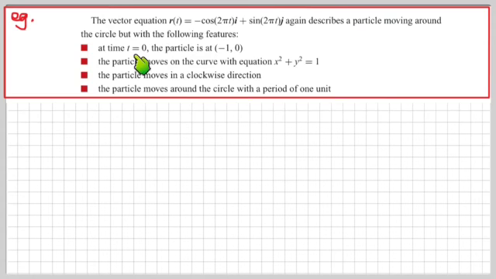Now, at time t is 0, if you plug that into there, you'll get cos of 0 is 1, so it'll be minus 1. And if you plug 0 into there, you'll get 0. So it starts its journey at the position x is minus 1 and y is 0. Okay, that's what the time information gives you. The particle moves on the curve with equation x squared plus y squared equals 1. Yes, we can see that. The particle moves in a clockwise direction.